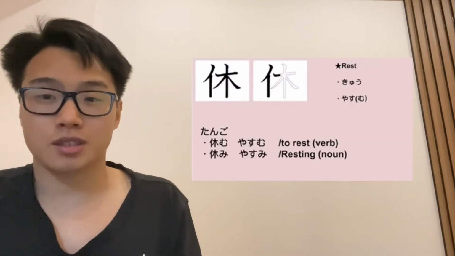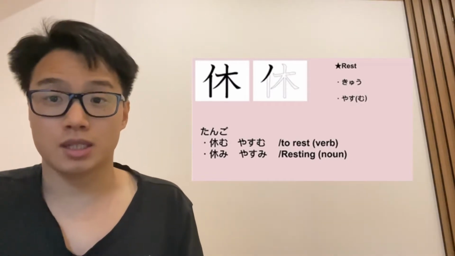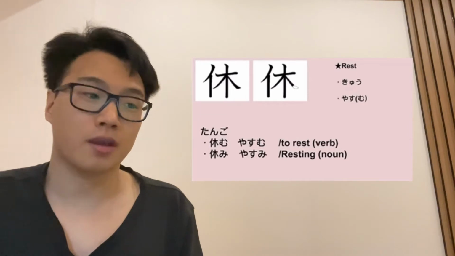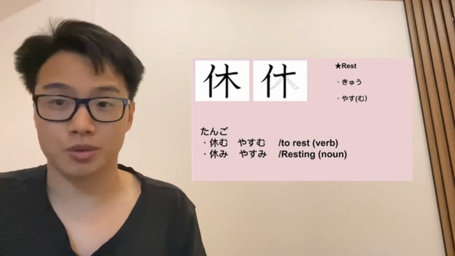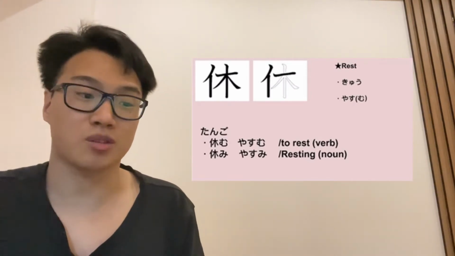Before starting to learn today's grammar, let's take a look at today's two kanji. Very easy. The first kanji for today is this one, rest. Its onyomi is ku, and its kunyomi is yasumu, mu is okurigana, by the way. And there are two tango vocabularies that we want to remember. The first one is yasumu, and the second one is yasumi.